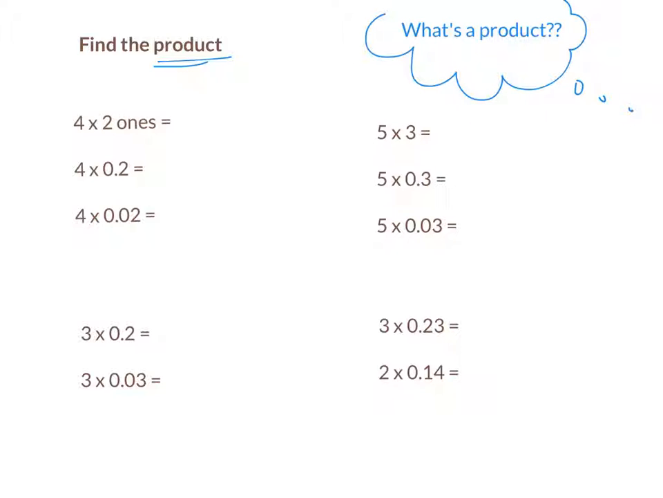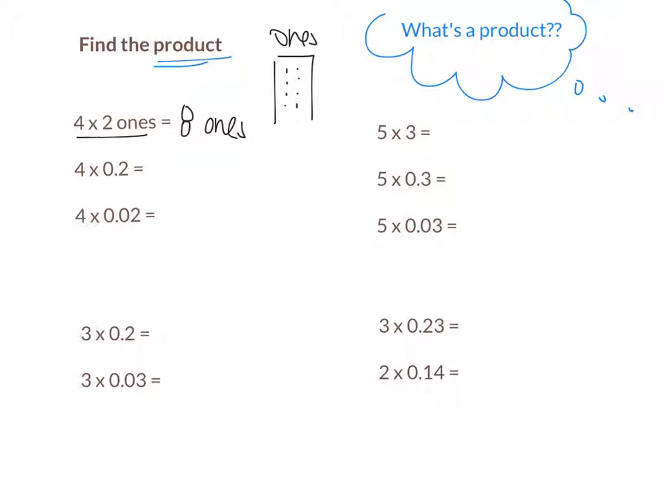Good. A product is just the answer of a multiplication problem. So if it says find the product, it just means solve the multiplication problem. Does that make sense? Yeah. Okay. If I have 4 copies of 2 ones, how many ones do I have? 8 ones. Now, if you don't remember, you can think to yourself in your place value chart, right? If I had 2 ones and I'm making 4 copies, I have 8 of them altogether, right?